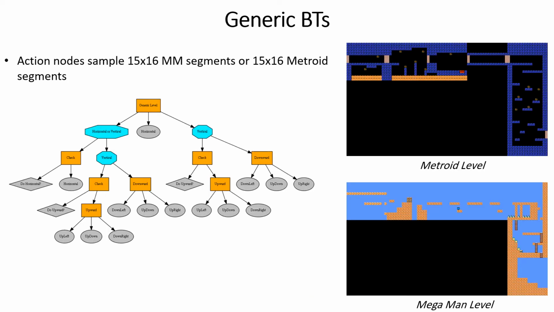Similarly, here's a behavior tree adapted from the prior Mega Man tree, along with an example Metroid and an example Mega Man level, both generated using it. So essentially the tree is just switching which content library it interacts with. For generating Mega Man levels, it has the action nodes work with Mega Man segments, and for generating Metroid levels, it works with the Metroid segments. With the same tree, we could generate levels for both of these games.